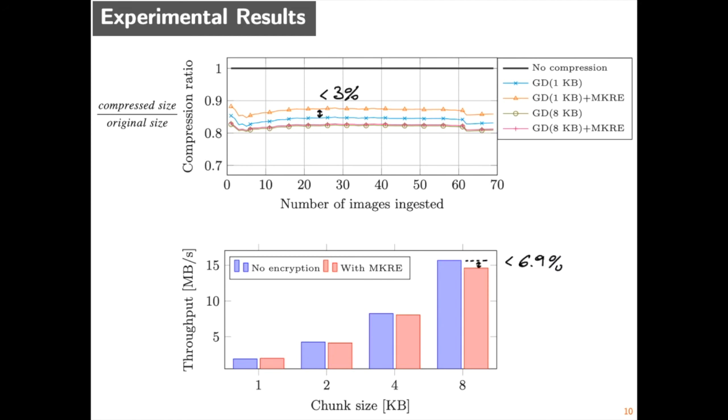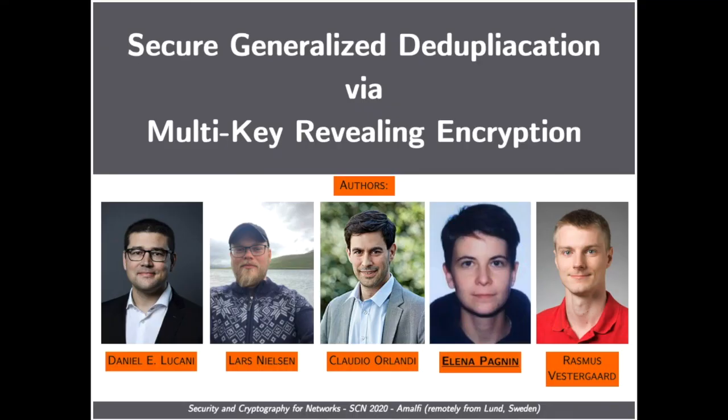This means that if in 1 second we can reconstruct a 15 megabyte file from a dataset which is encoded with generalized deduplication, adding multi-key revealing encryption on top of that in order to have security, we will be able in 1 second to retrieve a file of 13 megabytes. So the difference is fairly small. And of course, our implementation was not optimized for throughput, so we assume we can actually get way better than what this figure shows.